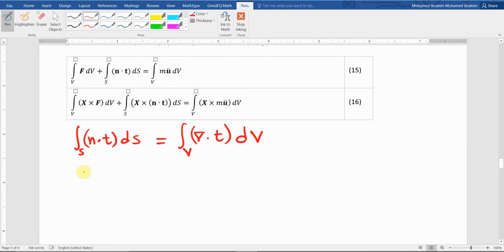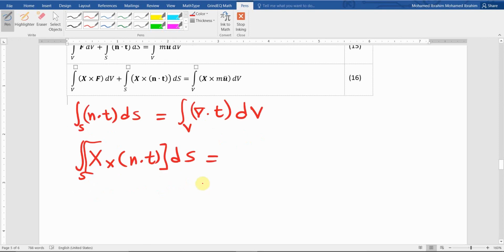Do the same here. For this term, the surface integral of x cross product of n dot t ds, this actually should be split into two terms because you're going to do the integration of the multiplication of two functions, right? So it requires lots of demonstrations here. I won't give it to you, and I won't ask you to do the demonstration of what I'm gonna write right now, but your objective is just to remember this form.